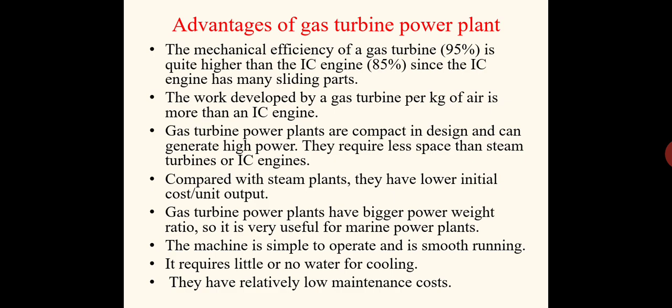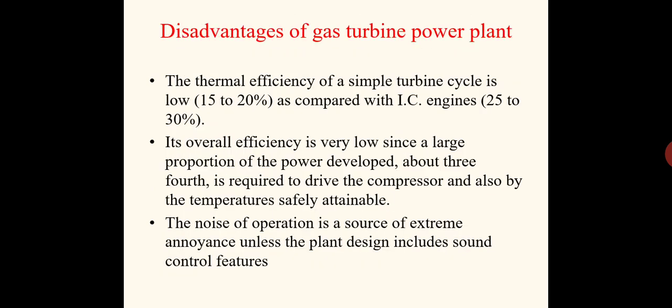Okay, see, power to weight ratio means how much power it is producing as output divided by total weight. Since gas turbine power plant is always compact, power to weight ratio will be always higher for this one. The machine is simple to operate and is smooth in running. It requires little or no water for cooling. They have relatively low maintenance cost. Requiring no water means it is for the open cycle. Usually most of the gas turbine power plants are open type only.